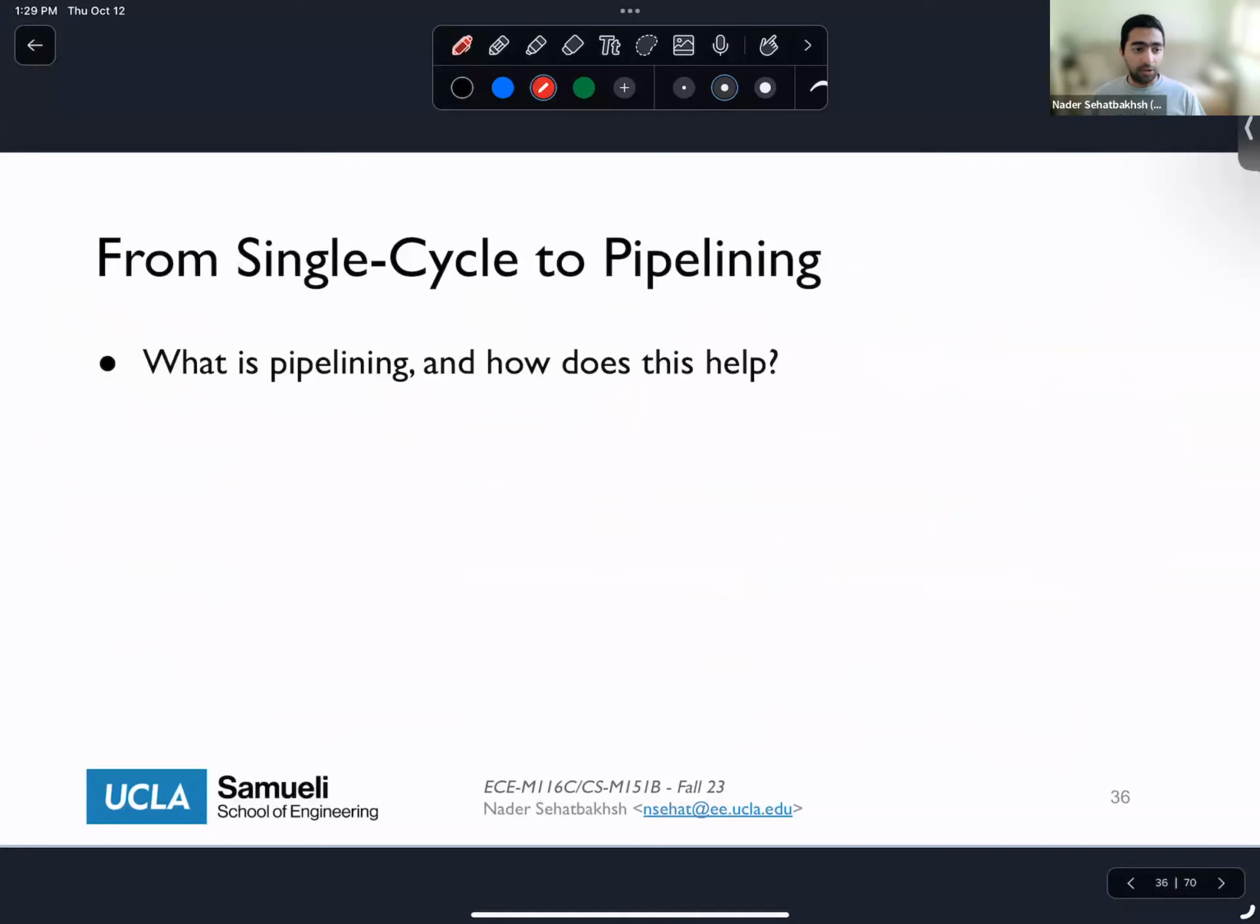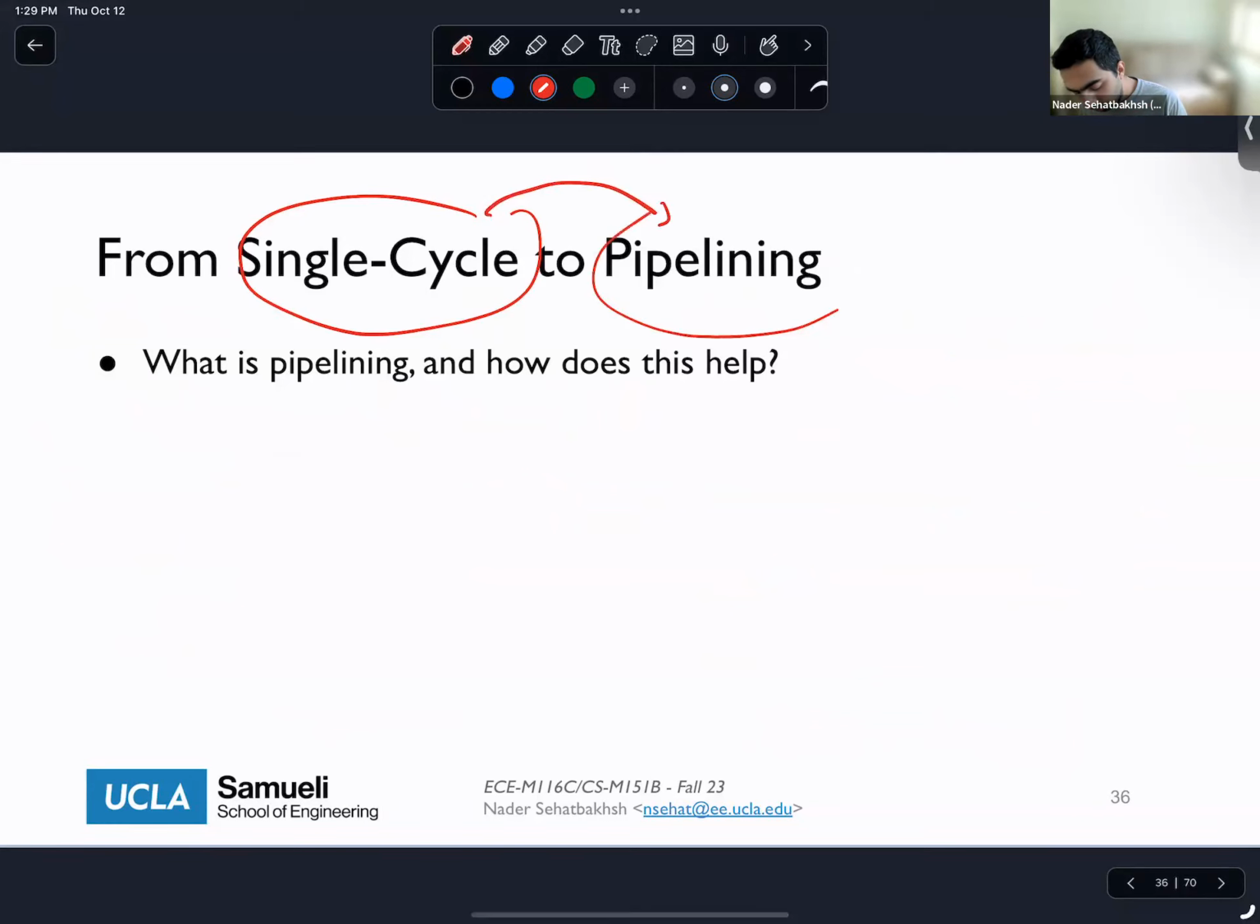So now that we know all these metrics, let's actually talk about the things that I wanted to talk about. And that was the problem that we had with single cycle to the thing that we're going to use, which is called pipeline, okay? So let me explain what this pipelining is, and then explain how this is going to help us. And next lecture, next week, we're going to dive into the microarchitecture of the pipelining as well.